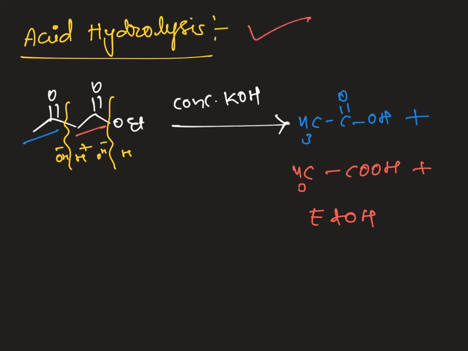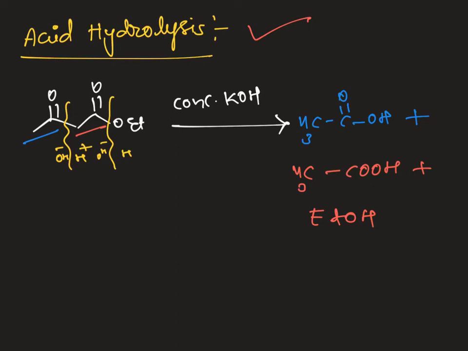And here the only difference will come with respect to the reagent. If we are using dilute KOH, it will always go for ketonic hydrolysis. If we are using concentrated KOH, the reaction will always progress to acid formation.